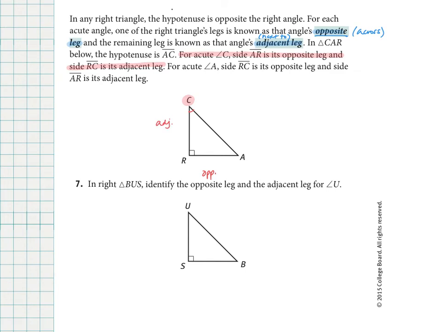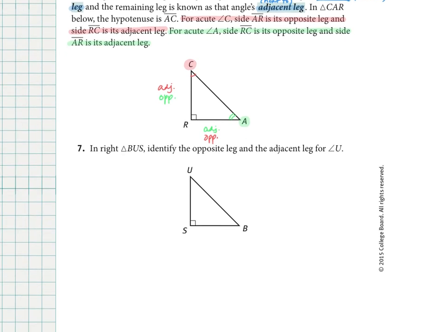Now, let's say we pick a different color. Let's say we pick green, and we're looking at angle A right there. It's going to switch. What was the opposite leg for our other angle is now the adjacent one. And what was the adjacent one is now the opposite leg. So kind of interesting to fill that in right there. Keep that information handy because that's going to help with our next problem.